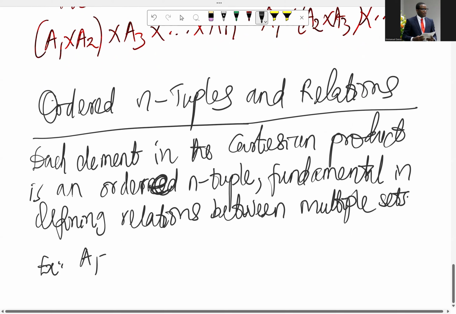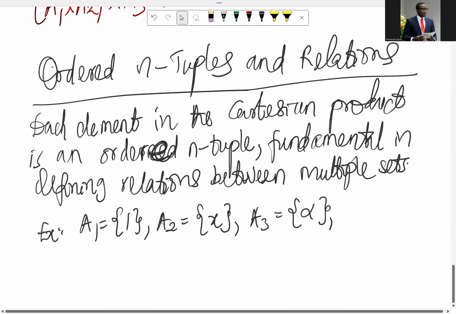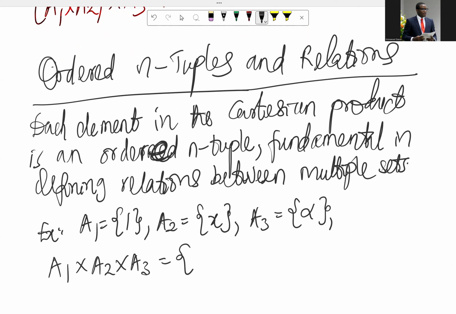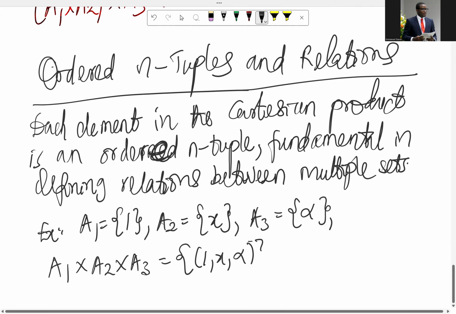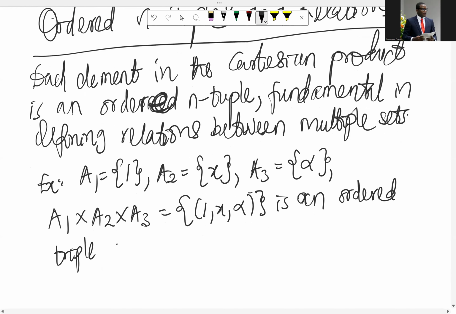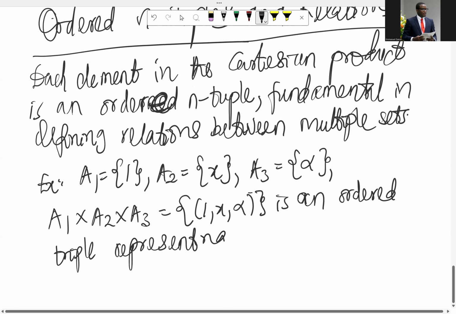For example, if we have A1, a singleton set of 1, and A2 is a singleton set of X, then A3 is also a singleton set of alpha. So A1 by A2 by A3, of course, you already know the cardinality is going to be 1. The cardinality of each set is 1, so 1 times 1 times 1. The Cartesian product is going to have only one triple. So we have the set of just one triple: 1, X, and alpha. And this 1, X, and alpha is an ordered triple representing a relation. So that's the connection between ordered n-tuples and relations.